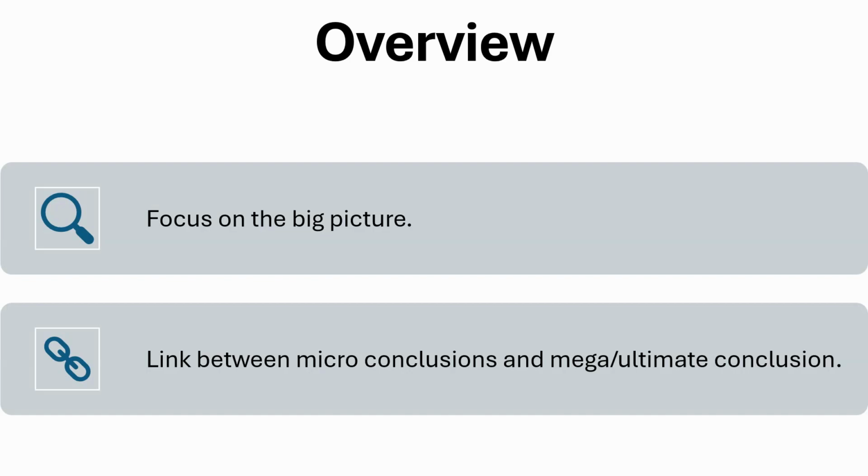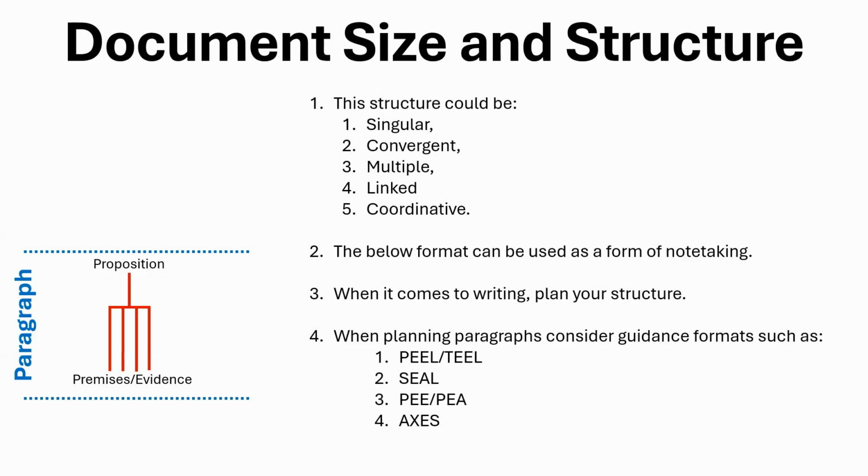And the way that we describe this is that we will form a series of micro conclusions that will lead to the ultimate or mega conclusion. What we've seen so far is that we can take evidence and we can combine that to form propositions, intermediate conclusions, and they might have singular, convergent, multiple linked or coordinative structures. If this is the first video you're watching and those are not familiar terms, I would encourage you to watch the first video and then come back to this video.